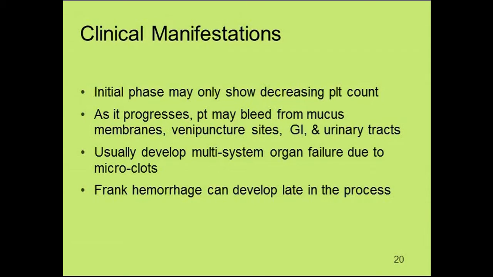Mucous membranes, IV sites, GI, GU. So that means nose, Foley, GI bleeding. Eventually, they're going to go into multi-system failure because these microclots are going to impair circulation. And then they're going to hemorrhage to death, usually. Frank hemorrhage can develop very late. It doesn't take long to get there. But pretty much, once they begin to hemorrhage, they've got about an 80% mortality rate.